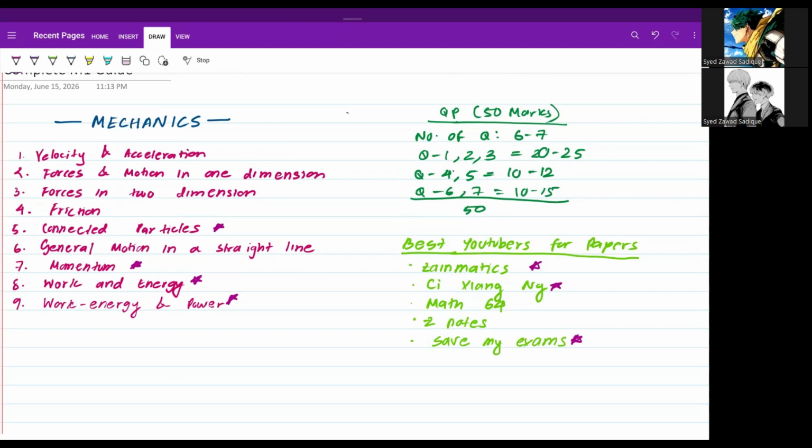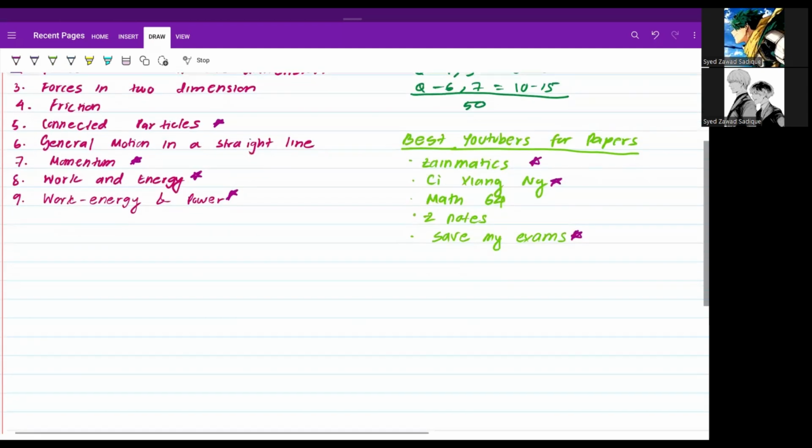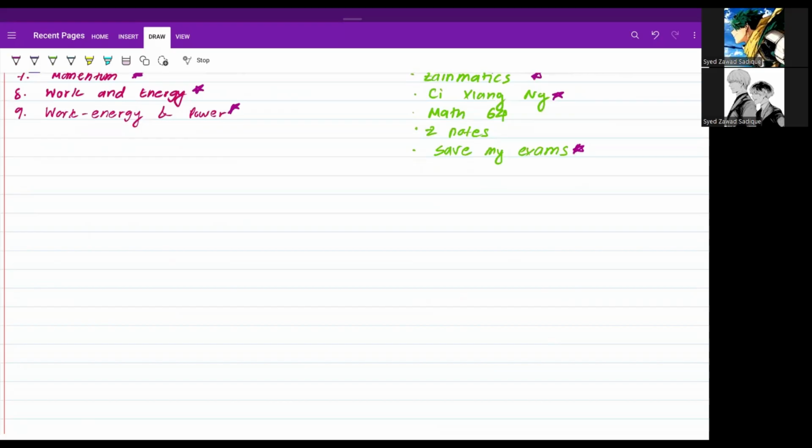Momentum is one of those very special topics as well, because people who understand momentum usually can solve every question. But sometimes momentum also pairs up with other topics like friction, forces in two dimensions, etc. Sometimes even work and energy. So it gets very confusing because the maths become very long. So without further ado, let's get started.